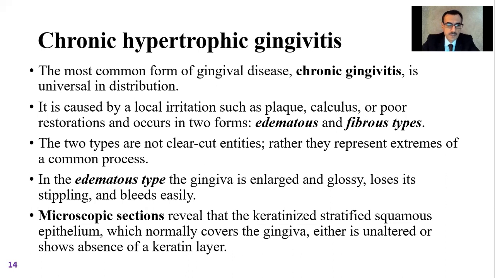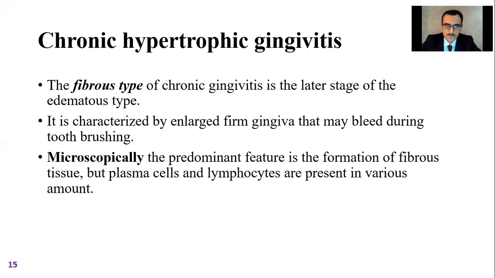So in the edematous type, the gingiva is enlarged and glossy, loses its stippling, and bleeds easily. Microscopic examination reveals that keratinized stratified squamous epithelium, which normally covers the gingiva, either is unaltered or shows absence of the keratin layer.